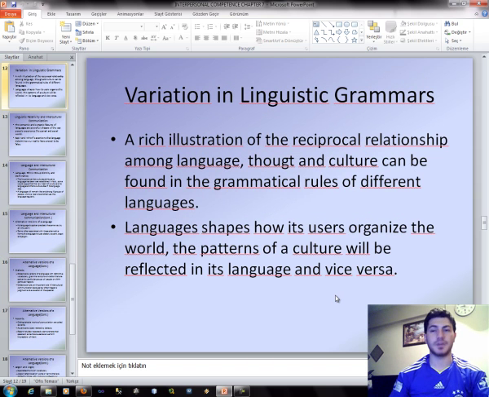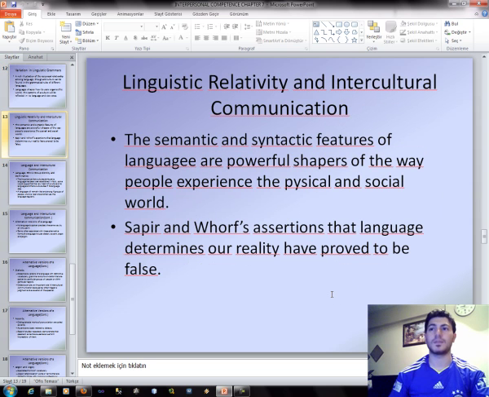Variation in linguistic grammars. A rich illustration of the reciprocal relationship among language, thought, and culture can be found in the grammatical rules of different languages. Language shapes how its users organize the world. The patterns of a culture will be reflected in its language and vice versa.